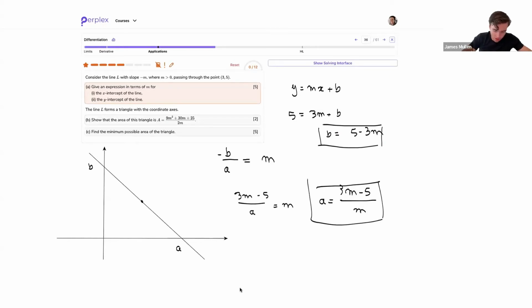So now we want to show that the area of the triangle formed by the line and the coordinate axes is that equation. The good news is that it's a triangle, so we can use base times height, right?